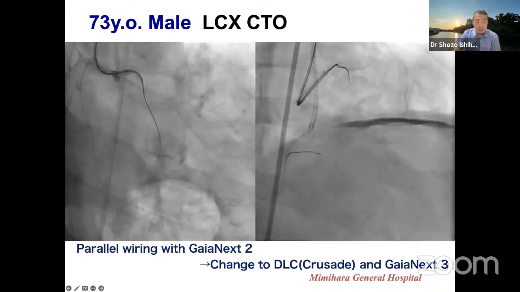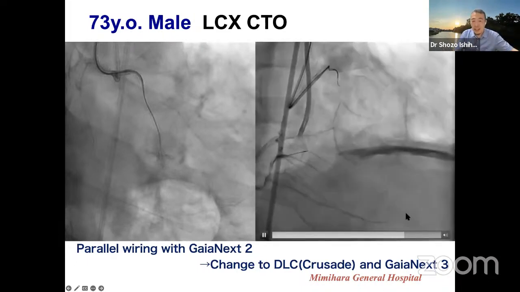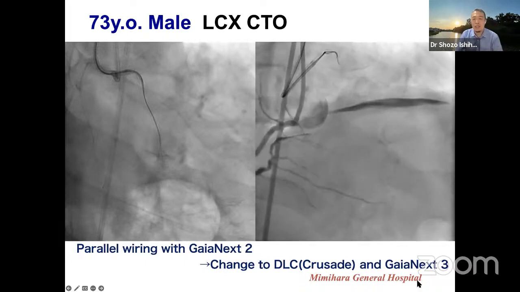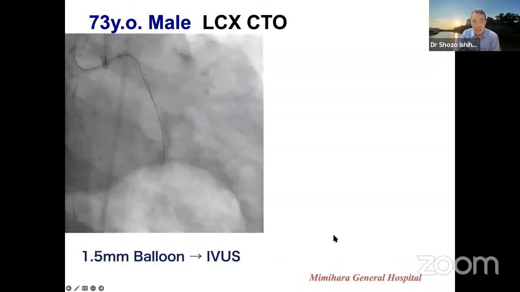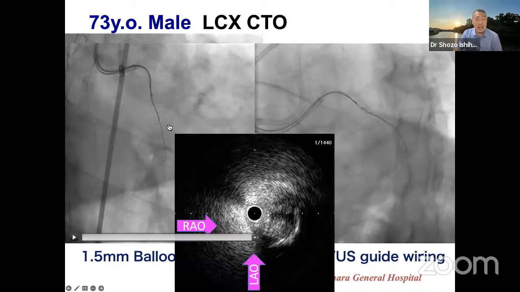Unfortunately, Gaia Next 2 also migrated into the subintimal space, so I changed to a dual lumen catheter, Crusade, and also used Gaia Next 3 for more intentional wiring. But unfortunately, the wire could not cross the region. So after small balloon dilation, I advanced the IVUS like this.